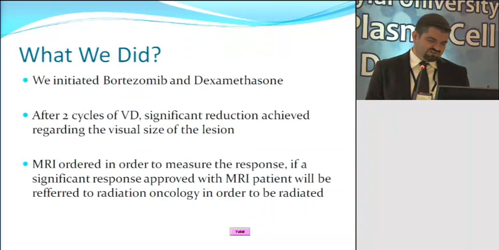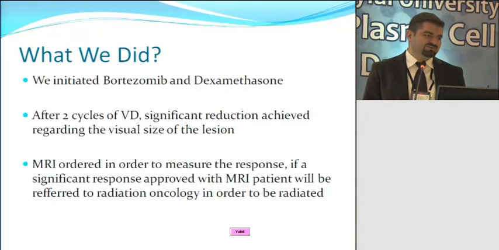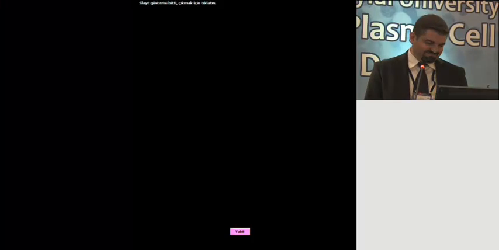What we did, we initiated bortezomib and dexamethasone. After 2 cycles of VD, significant but not full reduction was achieved regarding the visual size of the lesion, about 3 or 4 centimeters. MRI was ordered to measure the response. If a significant response is confirmed with MRI, the patient will be referred to radiation oncology and then maybe to surgery. Thank you.